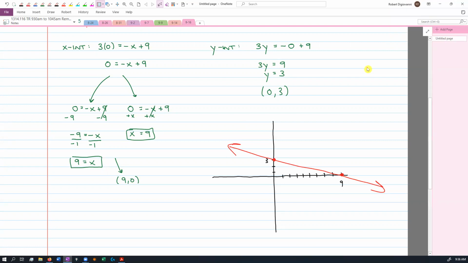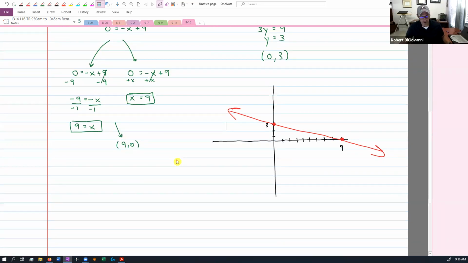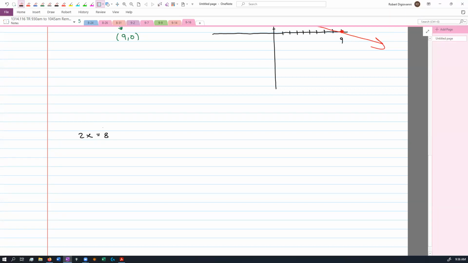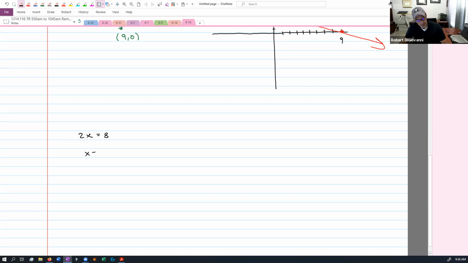Number 10, 2x equals 8. Okay. 2x equals 8. Well, there's no y here, right? Yeah. There's just an x. So if I divide both sides by 2, I get x is 4, right?